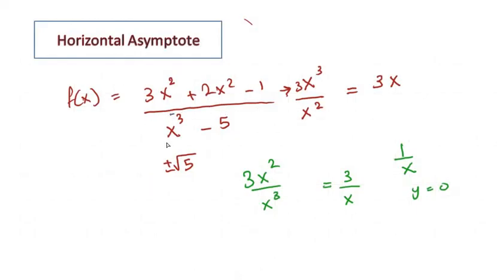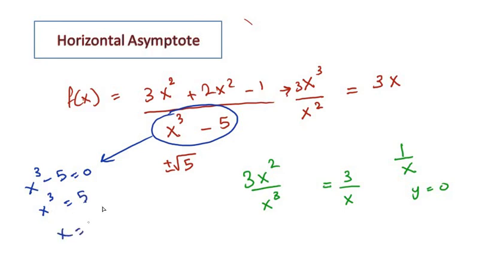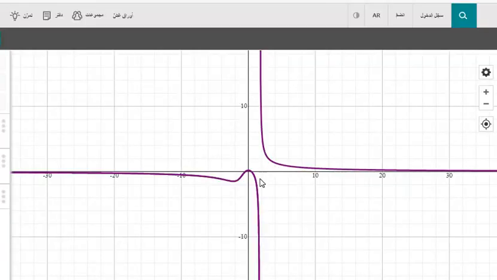The zero of the denominator is, when you solve this equation, x cubed minus 5 equals 0, x cubed equals 5, x equals cube root of 5. This is the zero of the denominator, which is almost 1.7. As you see here, it approaches 1.7. But it will never be equal to 1.7.